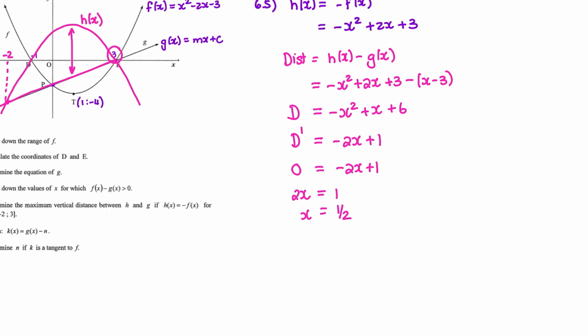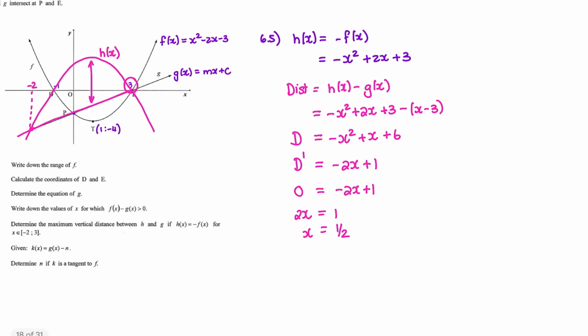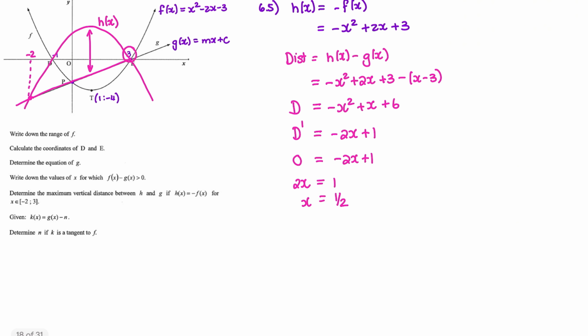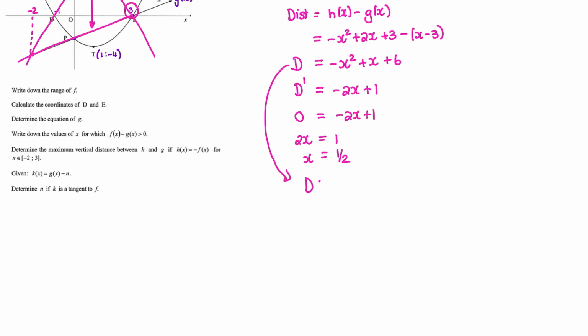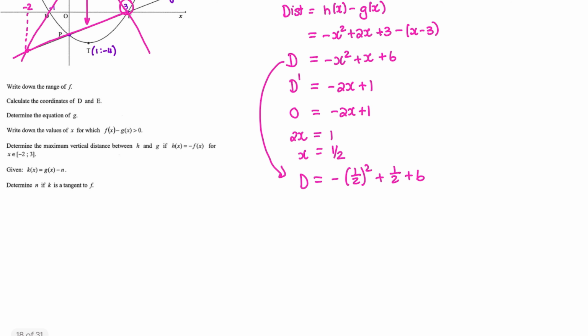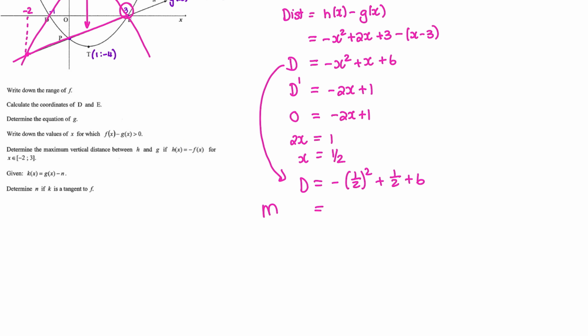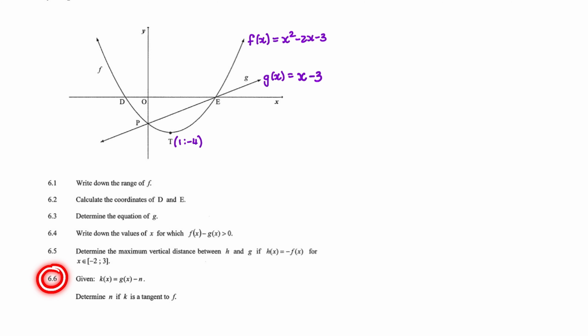Now that half does not represent the maximum distance. It represents the position at which the maximum distance is. And that is where x is equal to a half. Now to find the maximum vertical distance, I take my distance formula and I substitute x with a half. So it's negative (a half) squared plus a half plus 6. And when I simplify that, the maximum distance would be 6.25 or 6 1/4.